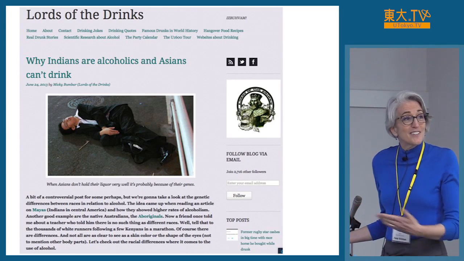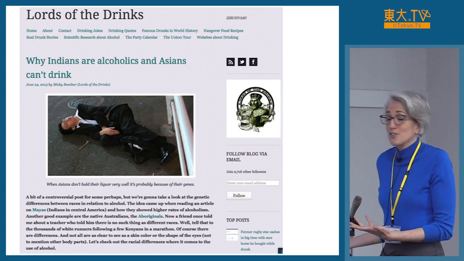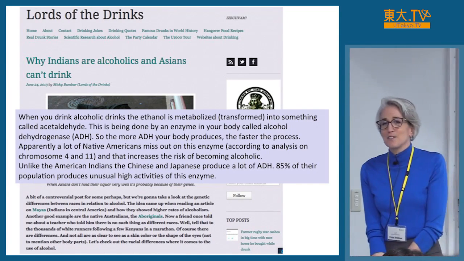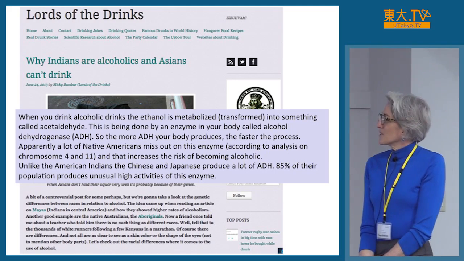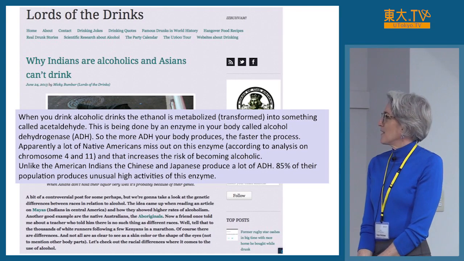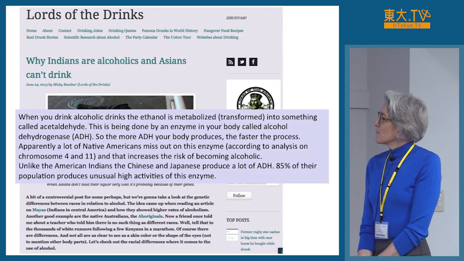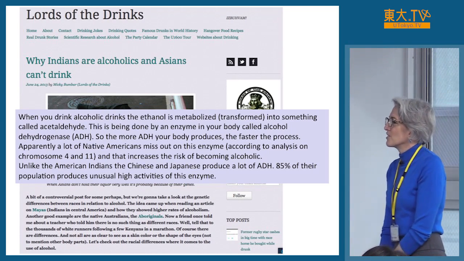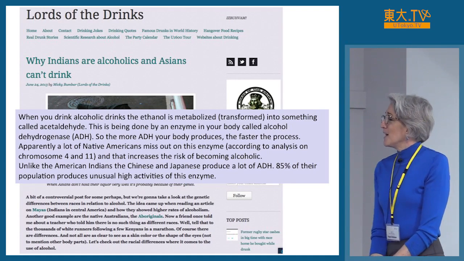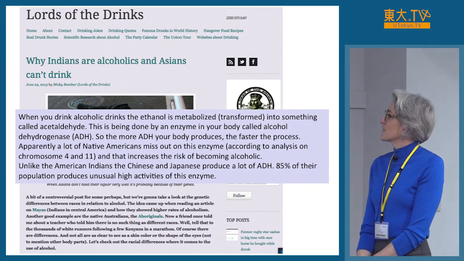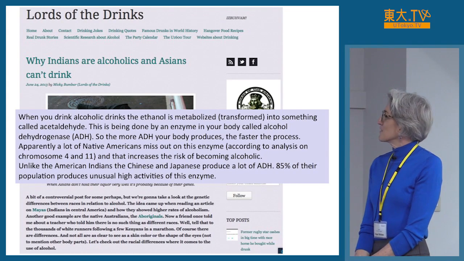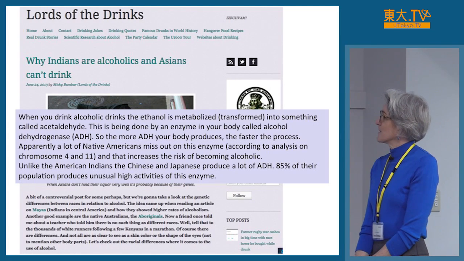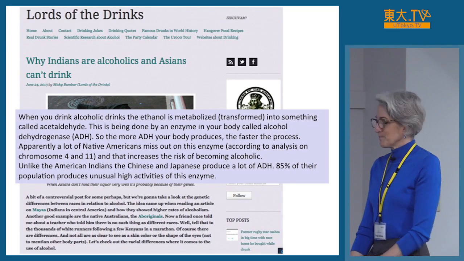But if they were to Google, this is the kind of information they would come up with from their search. And if you look in a little closer, it has some scientific words, exactly like the scientific words that I was using in some of those assessments. When you drink alcoholic drinks, the ethanol is metabolized into something called acetaldehyde. This is being done by an enzyme in your body called alcohol dehydrogenase. So the more ADH your body produces, the faster the process. Apparently, a lot of Native Americans miss out on this enzyme, according to analysis on chromosome 4 and 11, and that increases the risk of becoming alcoholic. Unlike the American Indians, the Chinese and Japanese produce a lot of ADH. 85% of their population produces unusually high activities of this enzyme.